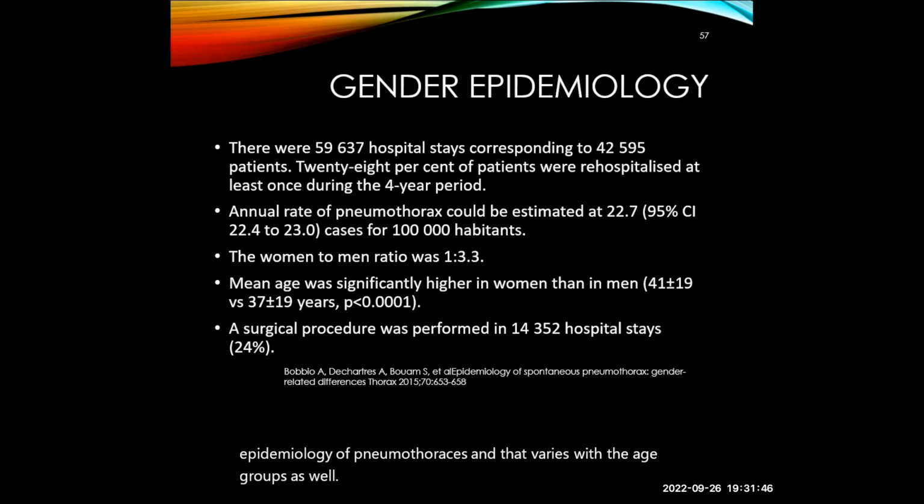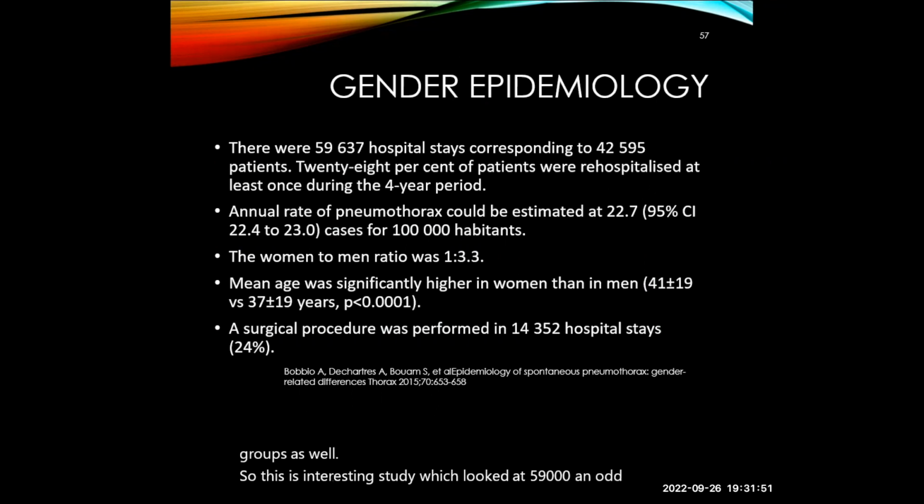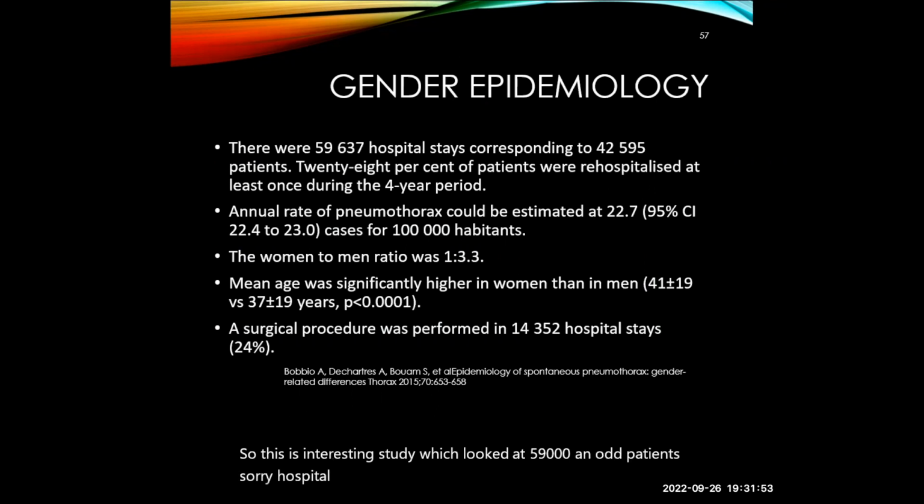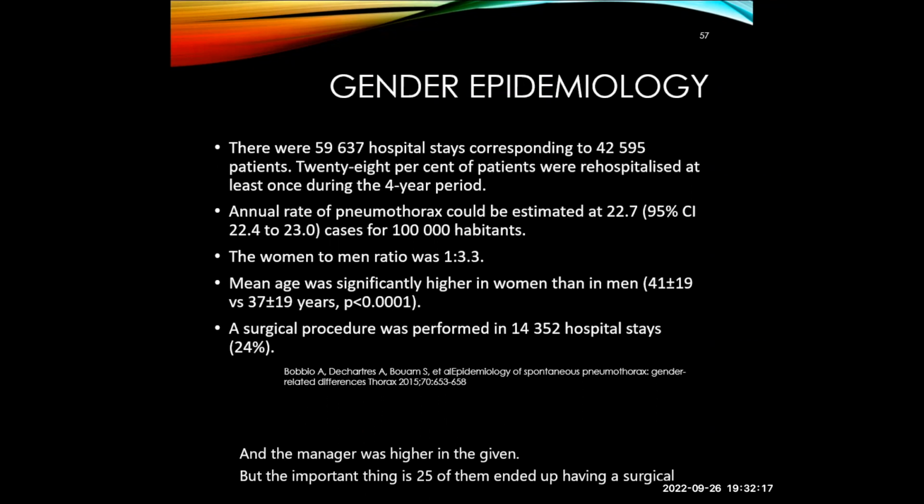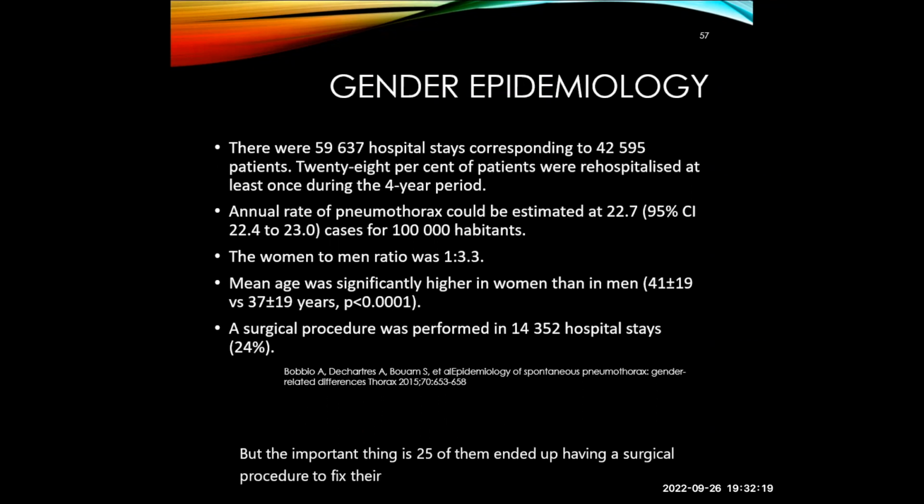So this is an interesting study which looked at 59,000 and odd patients, hospital stays of nearly 43,000 patients. And the annual rate was around 22%. And women to men in this study was almost 1:3, so it was more male preponderant. The mean age was higher in the women, but the important thing is 25% of them ended up having a surgical procedure to fix their primary pneumothorax.